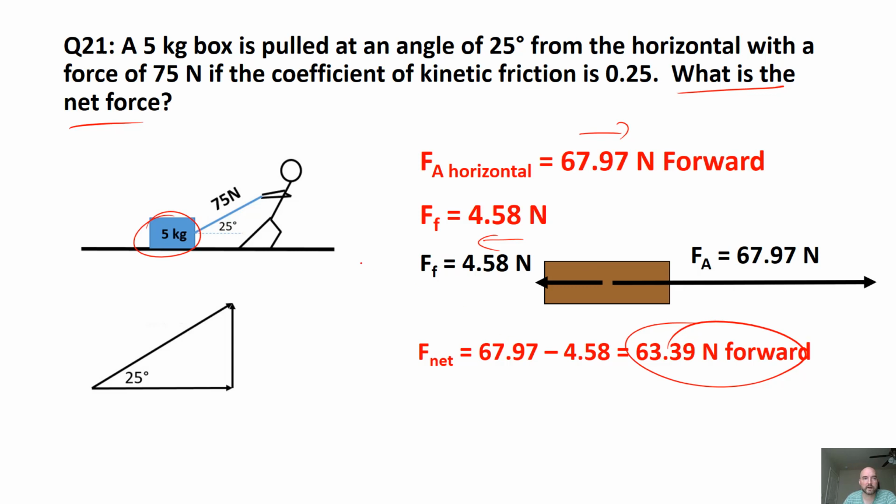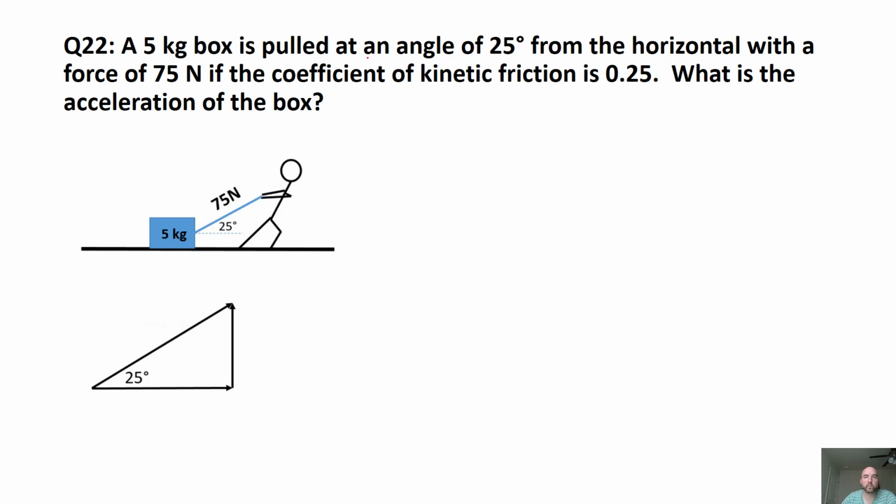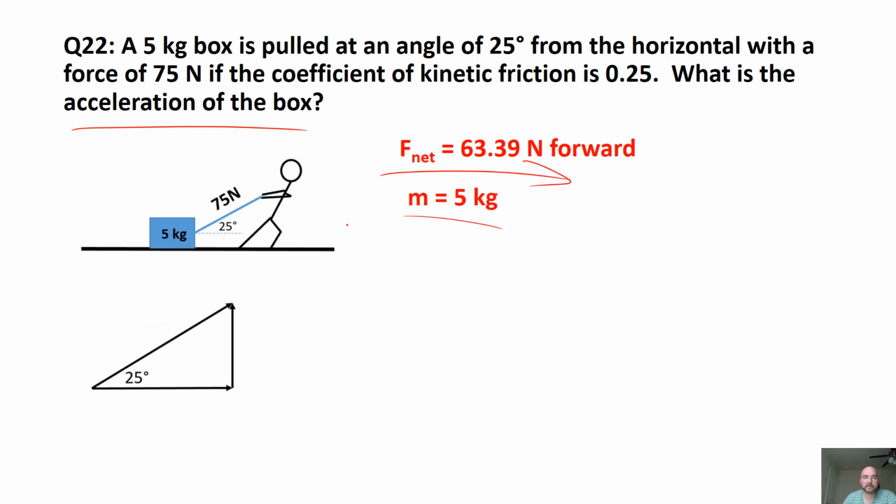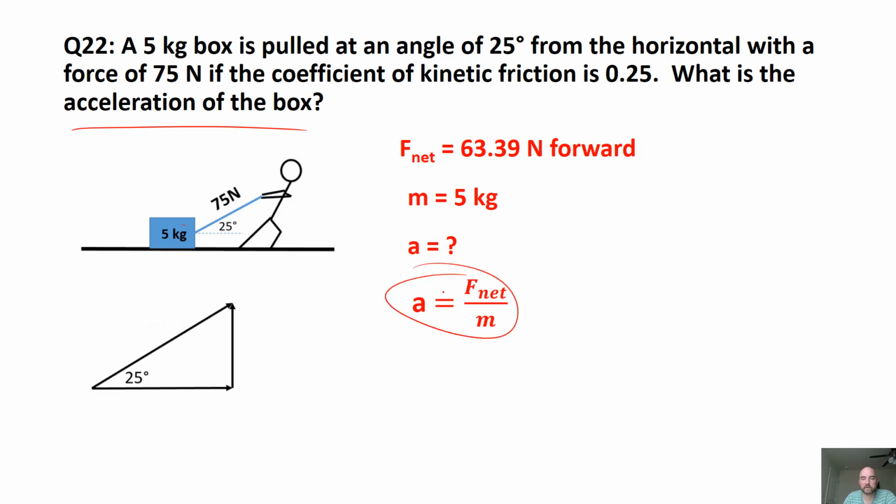And so now we're ready for our last question, which is right here. What is the acceleration as a result? With a net force of what we just solved forward and a mass of 5 kilograms, we can solve for acceleration using our net force equation, F net equals ma, which rearranges to this, and we get 63.39 divided by 5, which is 12.68 meters per second squared.